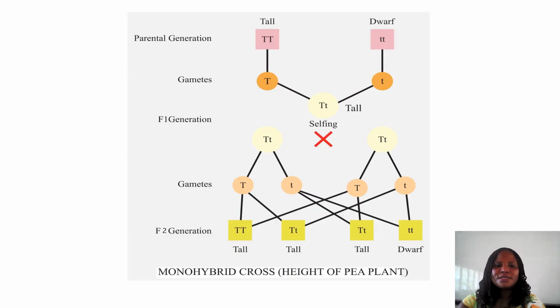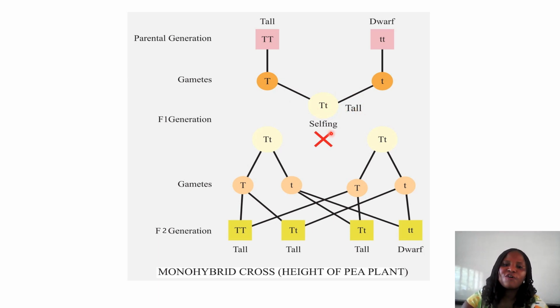So this genetic cross represents the height of the pea plant. So we have the parental generation, that is a tall pea plant and a short pea plant. The tall pea plant is a pure breed, and the short pea plant is also a pure breed. So now when you cross these two breeds, all the offspring, which is the first filial generation, were all tall.